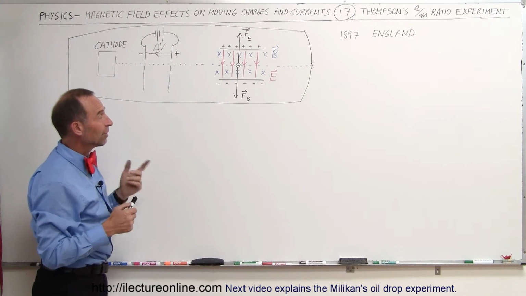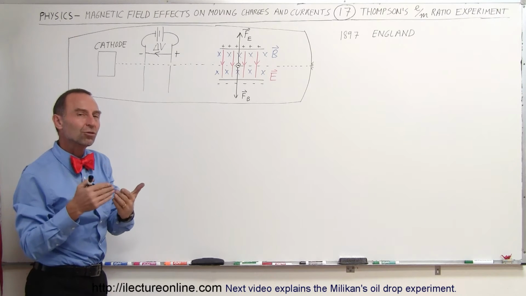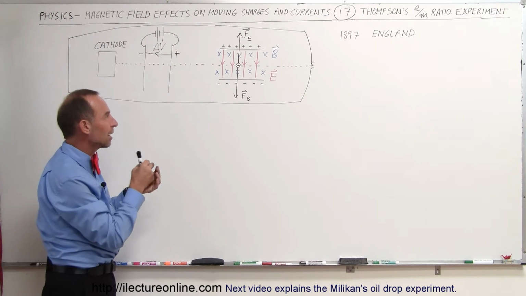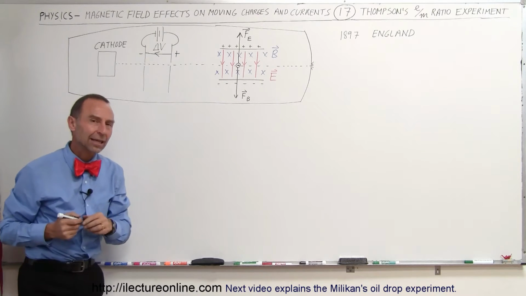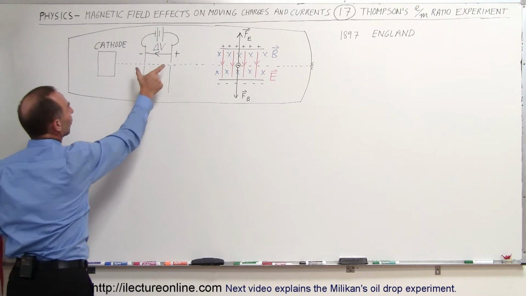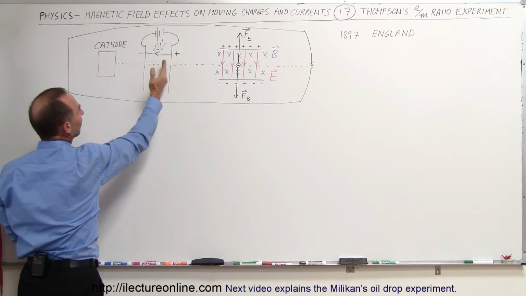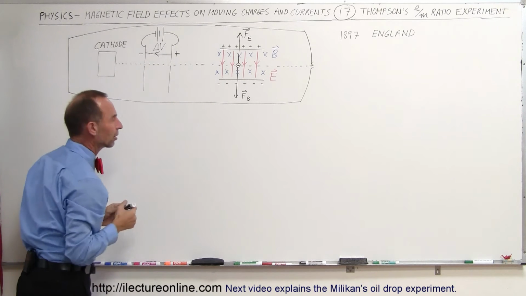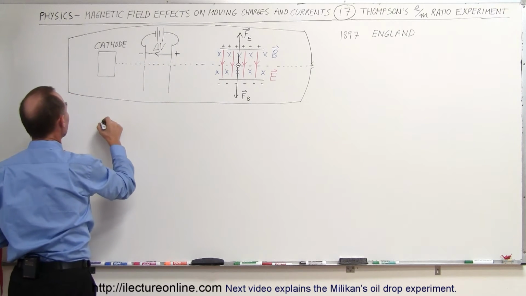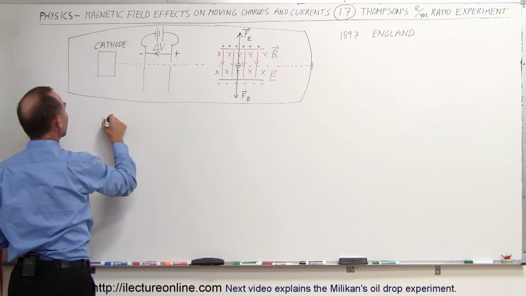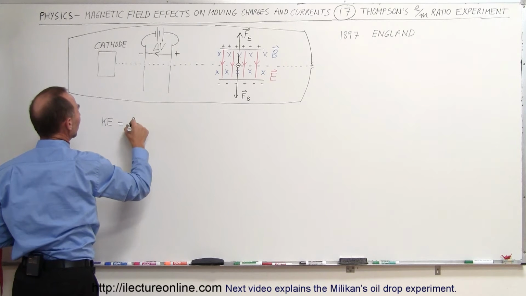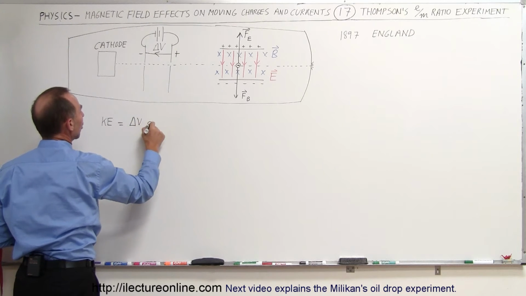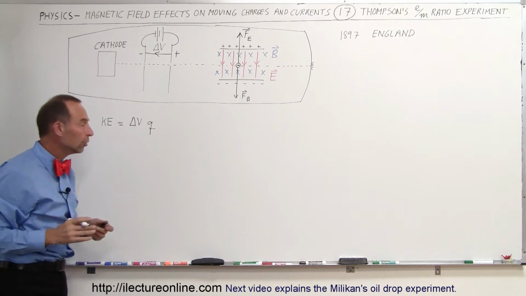From that, he was able to calculate the actual ratio of the charge strength to the mass of each electron. Let's see how that came out. First of all, the velocity was determined by how fast the electrons would be moving when they passed this particular point right here. We can say that the kinetic energy gained by moving from there to there is equal to the potential difference times the charge on the electron. So that's a known equation.